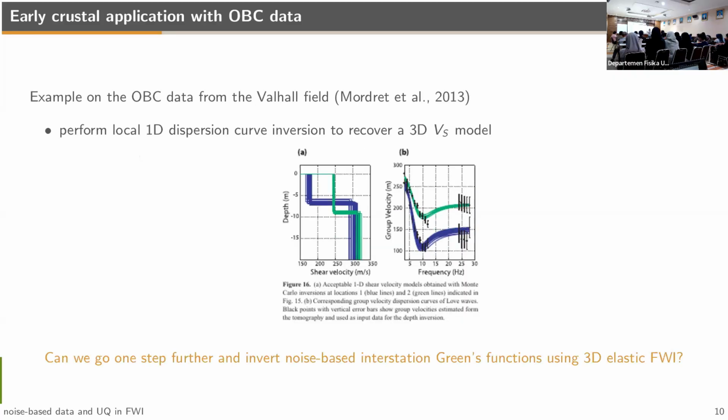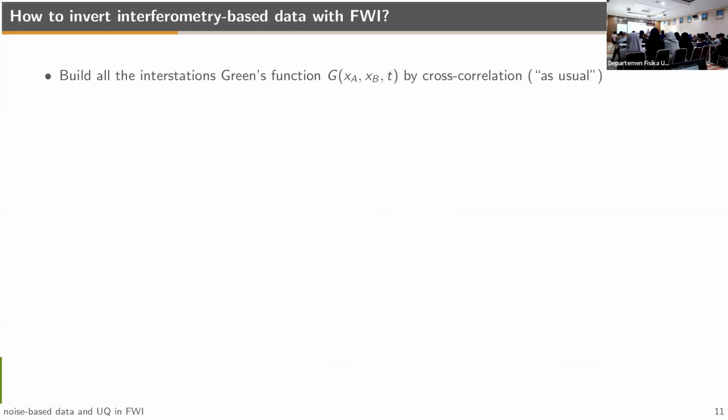So the question from this background is, can we do better? Can we improve the methods and go beyond the local 1D approximation that we do to fit dispersion curves? To answer this question, can we use 3D elastic FWI to have higher resolution 3D models? This is actually what we can do.